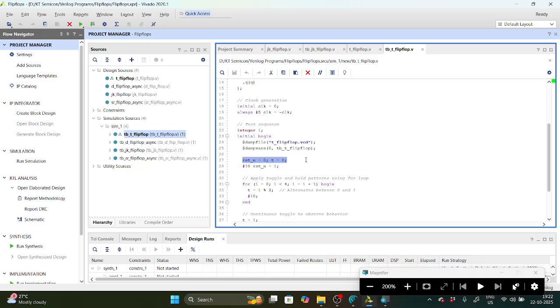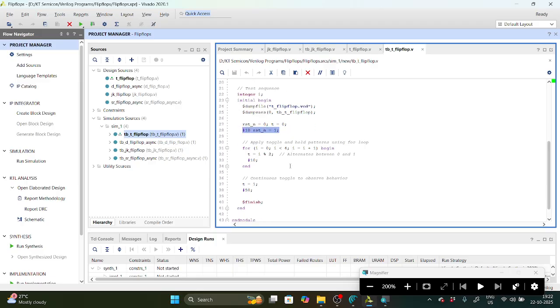So this is reset mode. After that, this is functional mode. Okay, and I need to give the test cases. Stimulus: for i equal to 0, i less than 4, so 4 possible combinations, i equal to i plus 1, and t equal to i modulus 2. Modulus of 2 means I am giving alternate zeros and ones, for every 10 time units.